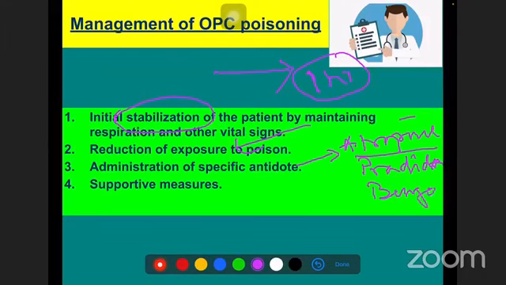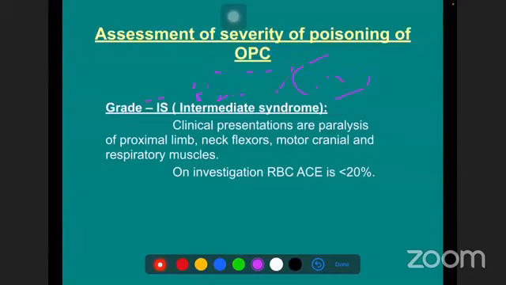And supportive measures, I have already told: in a patient with intermediate syndrome, we have to go for respiratory support or ventilation. In a patient with psychiatric disorder, we have to give antipsychotic drug. A patient with irritability, we have to give some sedation and others. So supportive measures. So 4 things are there. One is ABC treatment, ABC for initial stabilization. Next is the exposure of the drugs, administration of the specific antidote, and supportive measures should be there.